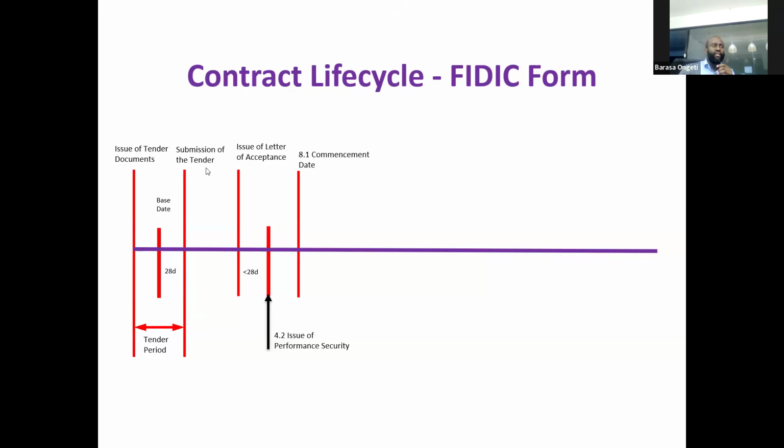So please note that when you issue a letter of acceptance, ordinarily the contract is signed at this stage. That's not the date of commencement. So if your contract is for 2 years, you don't count it from here. You count the 2 years starting from there. Understood? Understood. So the letter of commencement states the date of commencement.